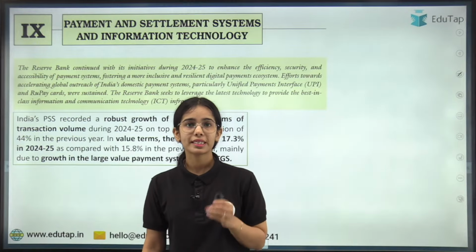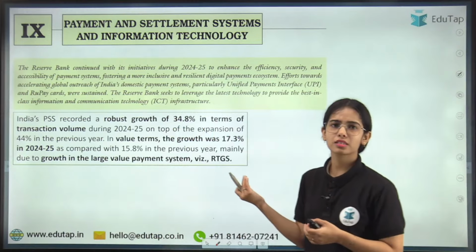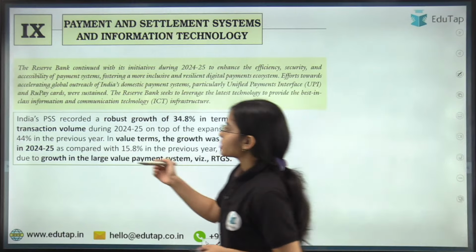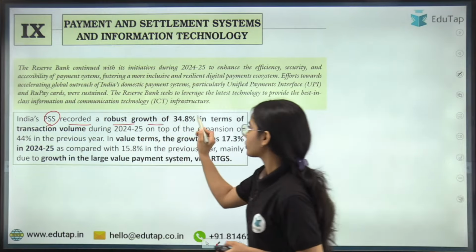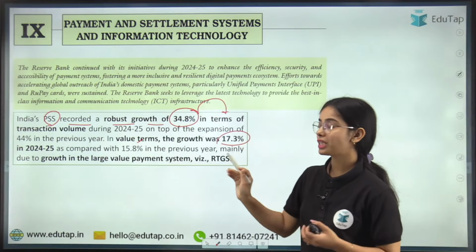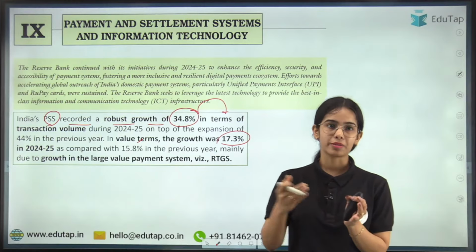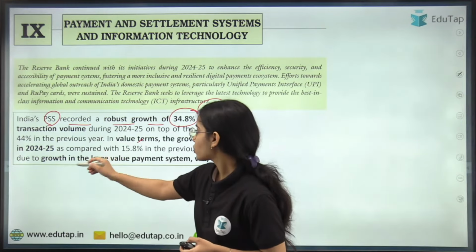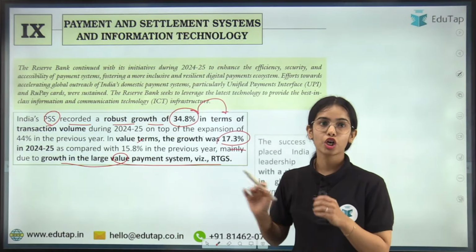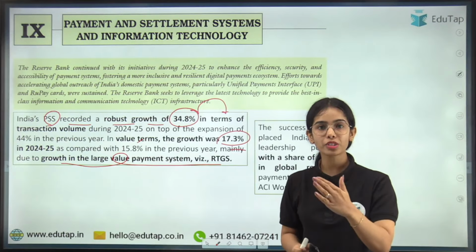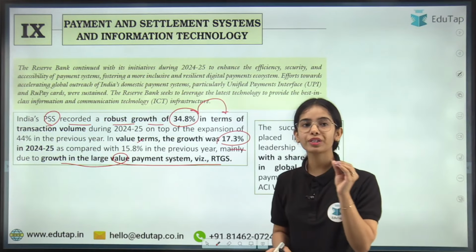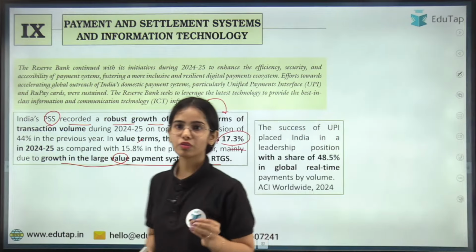Coming to the payment and settlement system and information technology, I guess these are the 9th and last 2 chapters. India's payment and settlement system recorded a robust growth of 34.8% in terms of transaction volume, and in value terms the growth was 17.3%. This was mainly due to the growth in the large value payment system, that is RTGS.